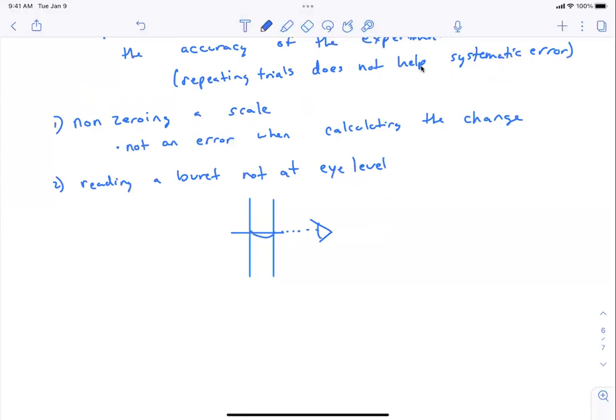Because the thing is, if you aren't at eye level, if you're too low, like this, what you have to understand is that you're going to see this value when you read across like that. Okay. And so it's going to affect the value that you're reading. If you're too low, the value is going to appear higher. If you're too high, then it's going to look like it's lower. And so, really important that you make sure that you're eye level.